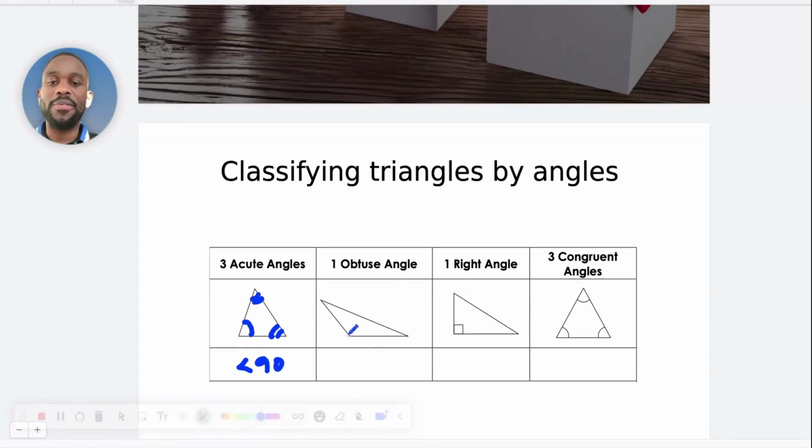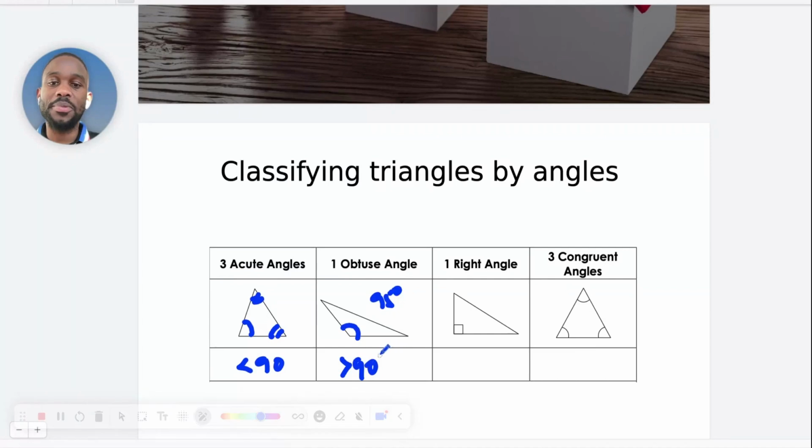So what happens if we have a triangle, and one of the angles is actually greater than 90 degrees? An angle greater than 90 degrees, we call an obtuse angle. So a triangle with one of the angles greater than 90 degrees, we call an obtuse triangle. So this angle here is greater than 90 degrees. It could be 95. We don't care, as long as it's greater than 90 degrees.